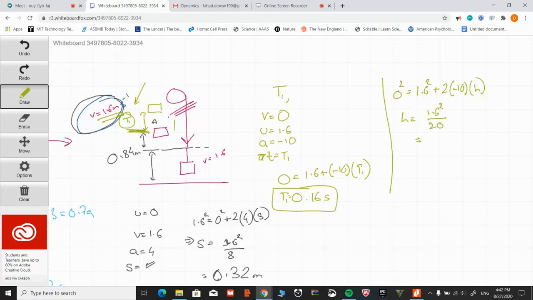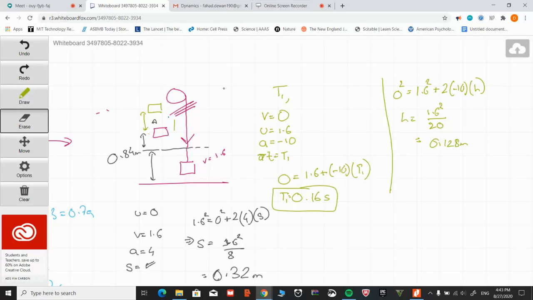1.6 into 0.128 meters. So what is happening now? I'm going to erase all of this, and now finally we know the particle is 0.84 plus 0.128, so that is 0.968 meters from the ground.